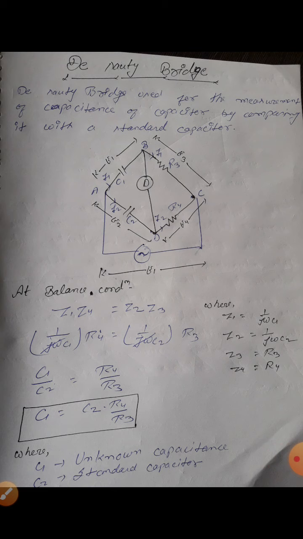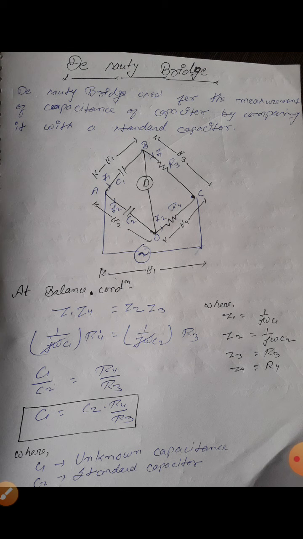This is the diagram of the De Sauty bridge. Branch AB has the capacitance C1 and current I1, and branch BC has resistance R3 and current I1. Branch AD has the capacitor C2 and current I2. Branch DC has resistance R4 and current I2. Branch BD has the detector, which at the balance condition shows null deflection. There is no current flow through BD at the balance condition.